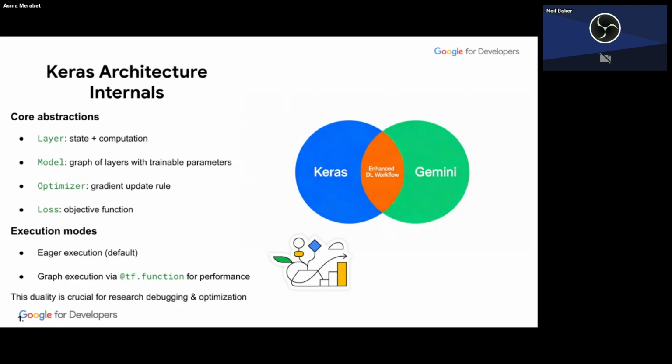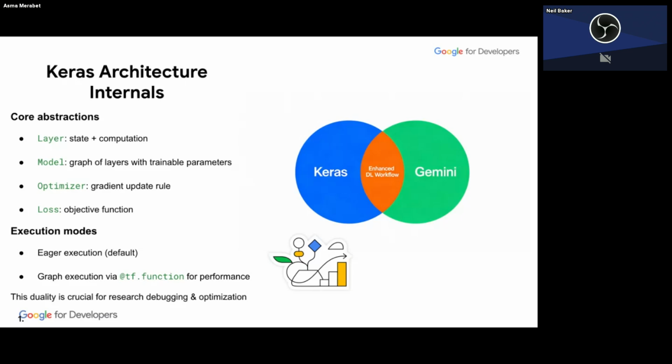Okay, now that we understand the why, and we mentioned why we use Keras in research, we can go through the Keras architecture internals. At the heart of Keras, we have 4 fundamental concepts: the layers, the models, the optimizers, and also the loss functions. So what is a layer? A layer encapsulates both state, the trainable parameters like weights and biases, and computations.